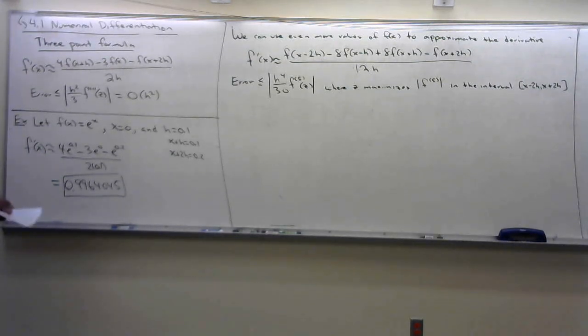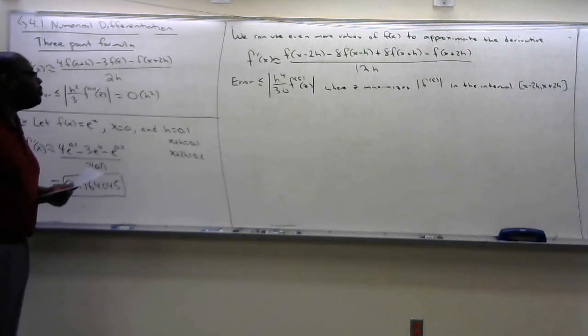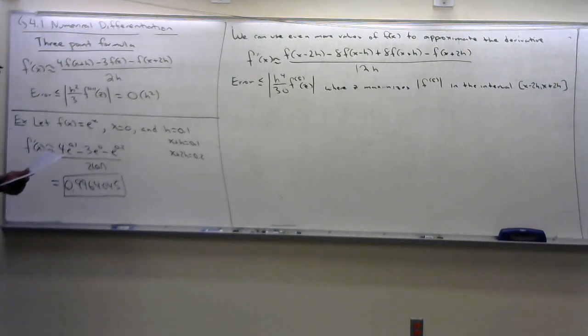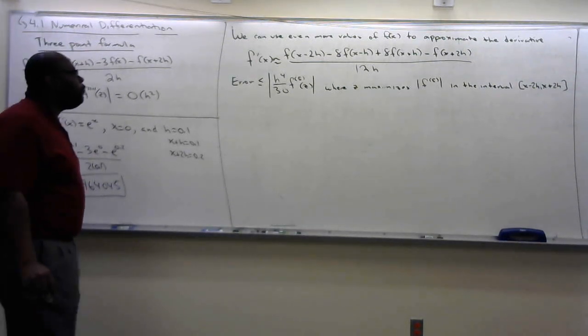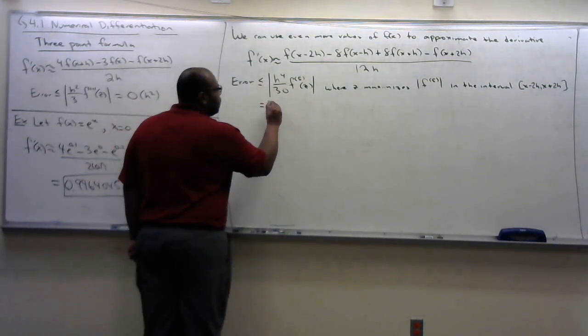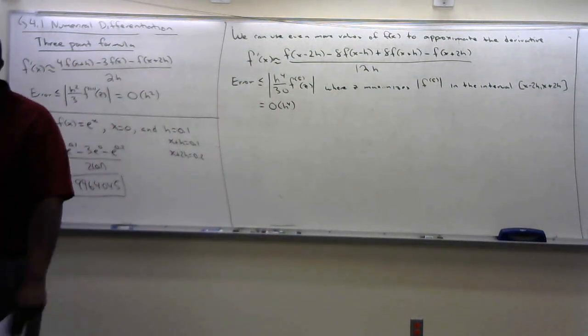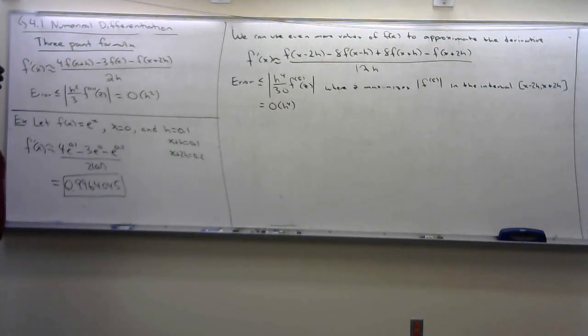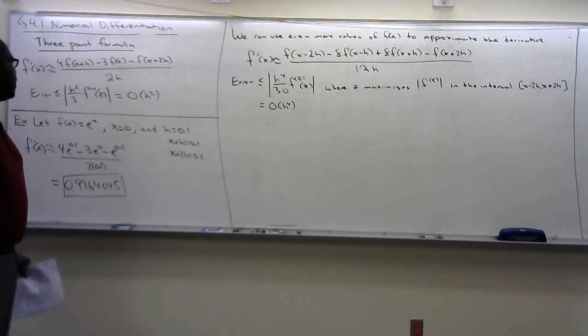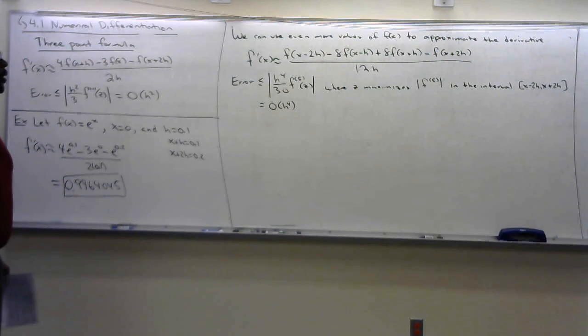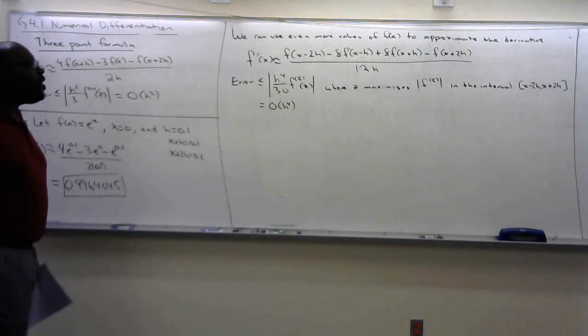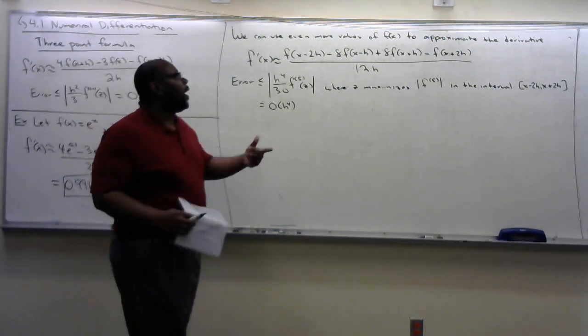Let's compare this one to all the other formulas. Notice that this is big O of h to the 4th. So the error for this is much, much smaller than both the midpoint and the 3-point formula that we just created.